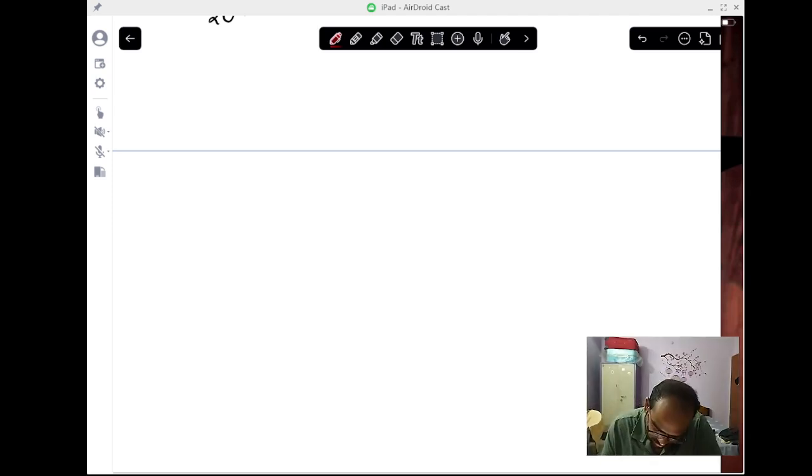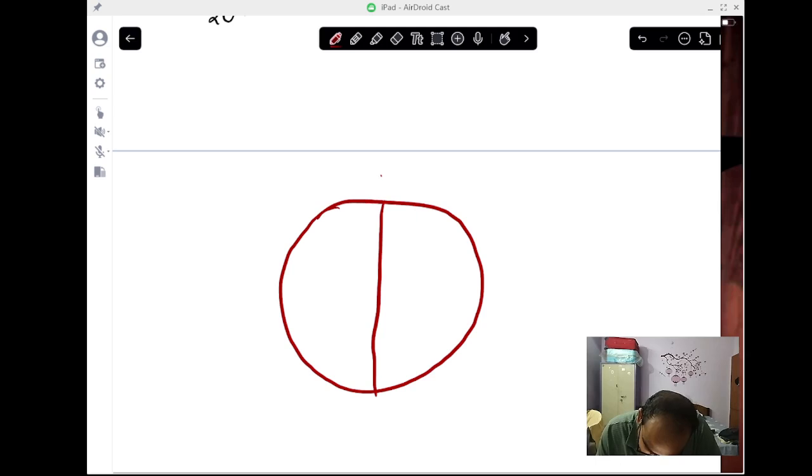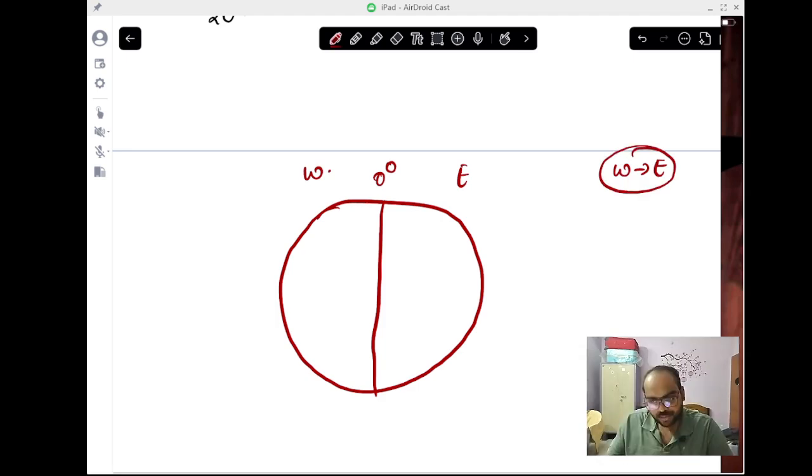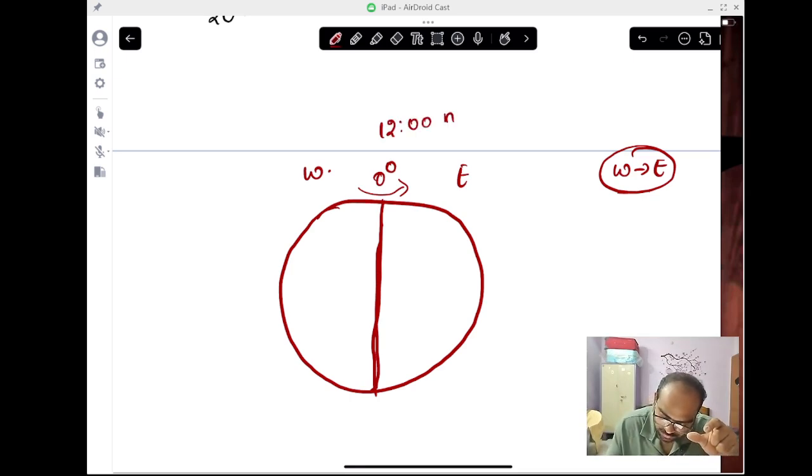Take the Earth, with 0 degree longitude, that is Greenwich. How do we determine time? This is east and this is west. As we all know, Earth rotates from west to east. Why? We learn in geography. West to east, that is from here to here in anti-clockwise direction. When the sun is vertical on 0 degree longitude, that is on Greenwich, we'll call it 12 noon. That is afternoon 12 o'clock.